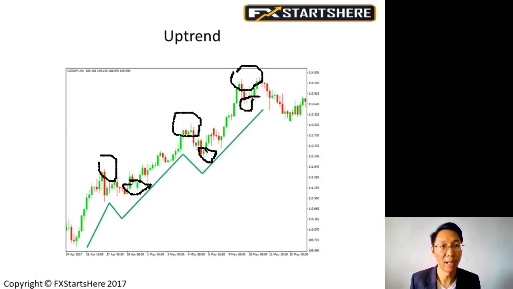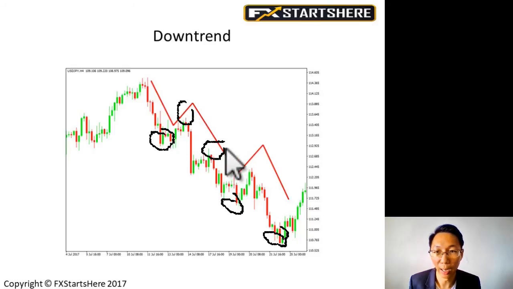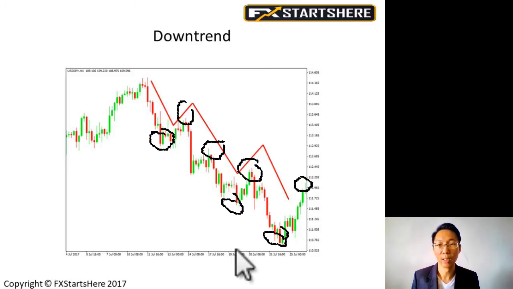What about a downtrend? A downtrend is the opposite. We get a series of lower lows and lower highs. It's a series, right? Not one lower high and one lower low. One lower low and one lower high does not make a downtrend. A series of lower lows and lower highs makes a downtrend.